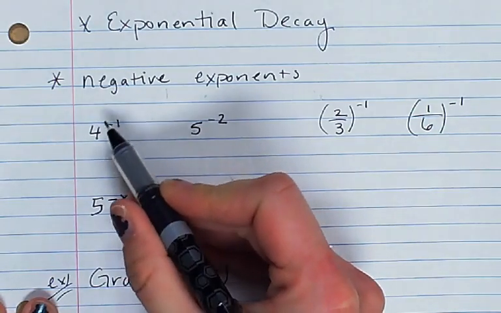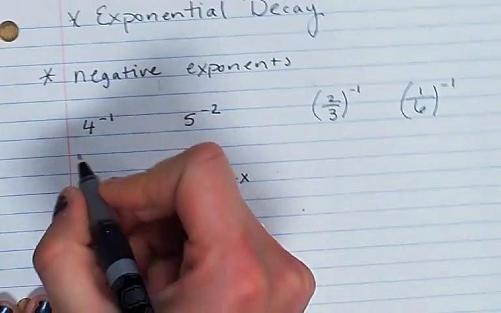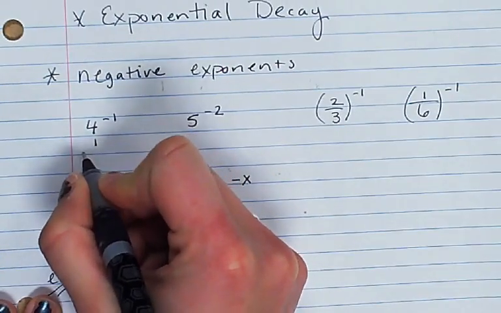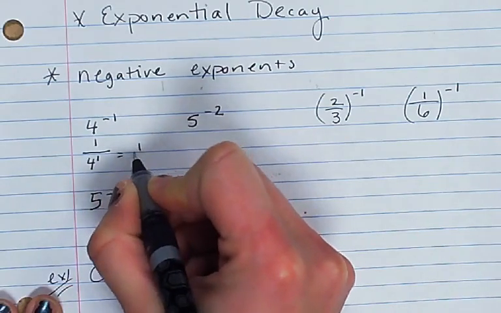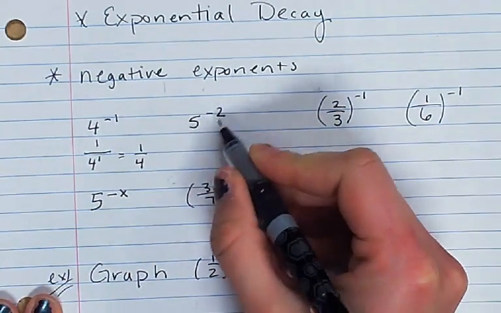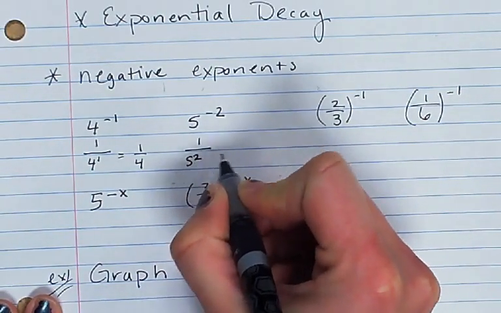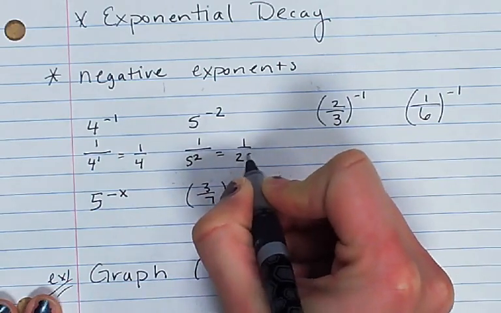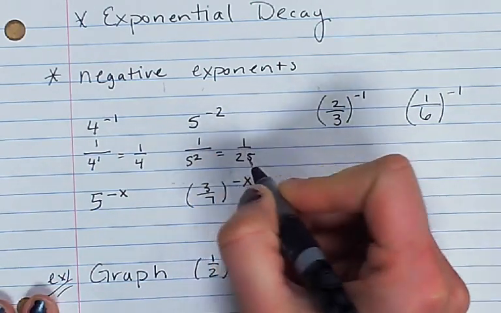You can't have a negative exponent. So what you do to turn it into a positive exponent is you just put a 1 on top. So this would become 1 over 4 to the first power, which is just 1/4. So this one here, to make this a positive exponent, again, I would put a 1 on top, 1 over 5 squared, which is 1/25. So 5 to the power of negative 2 is the same thing as 1/25.